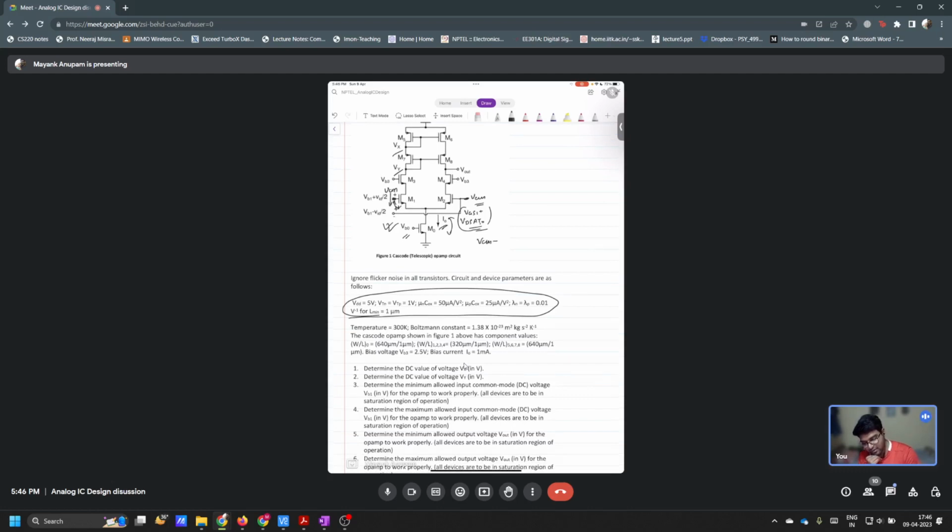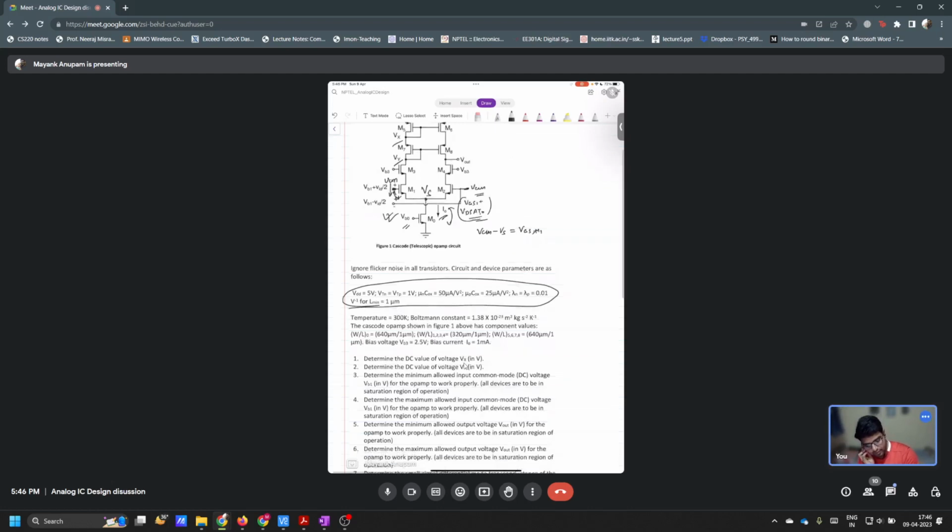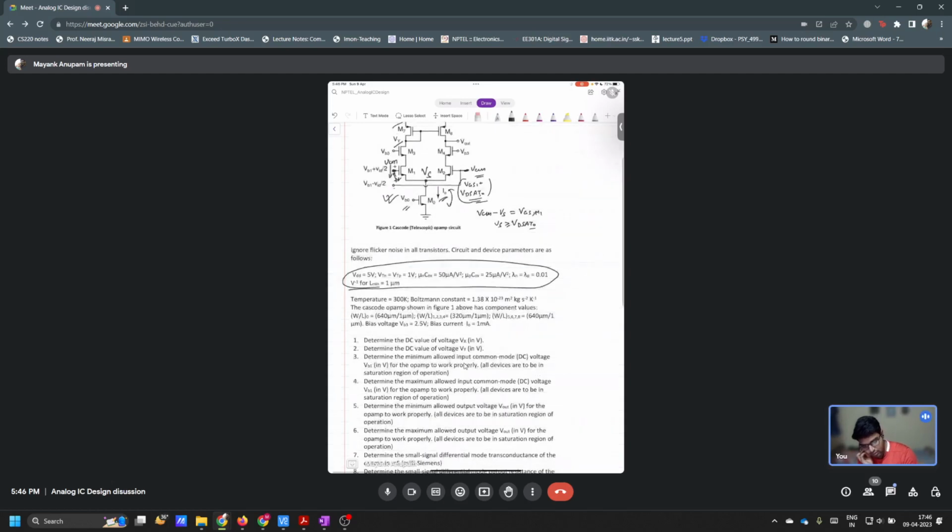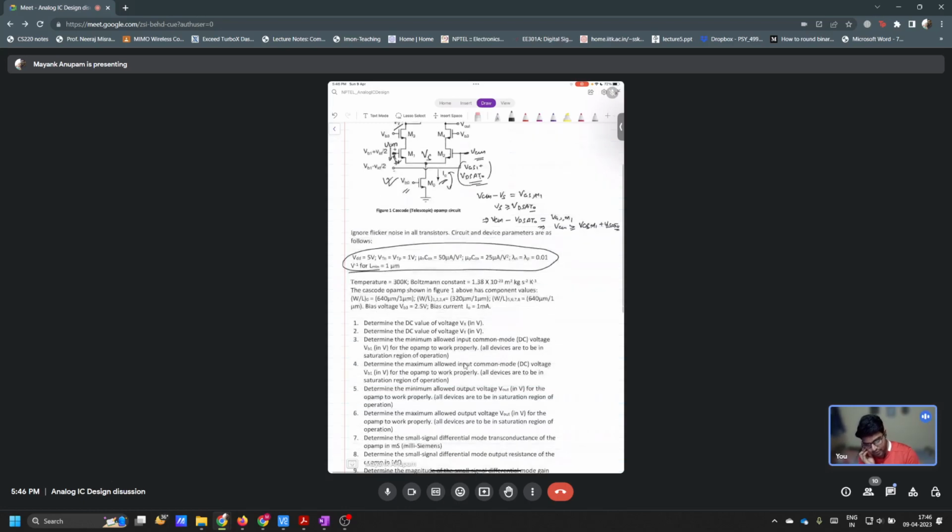So VCM minus VS has to be equal to some VGS, VGS1, correct? And this VS has to be greater than or equal to VDSAT0, correct? So let's see, VCM minus VDSAT0 has to be equal to VGS of M1. So VCM can go a minimum of VGS of M1 plus VDSAT0. Fine, so you were right.